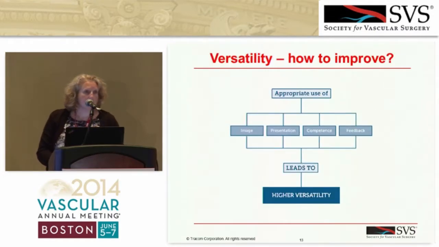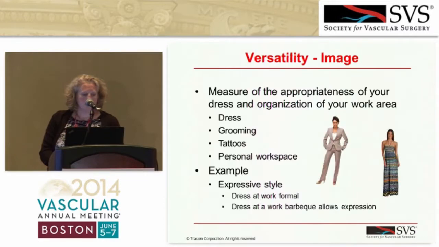So how do we do this? How do we improve our own versatility? Well, there's really four things that we need to work on: image, presentation, competence, and feedback. And if we work on all of this, this will lead to higher versatility. So I'm going to go into each one of these a little bit separately.